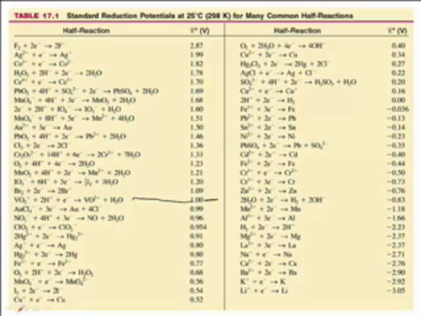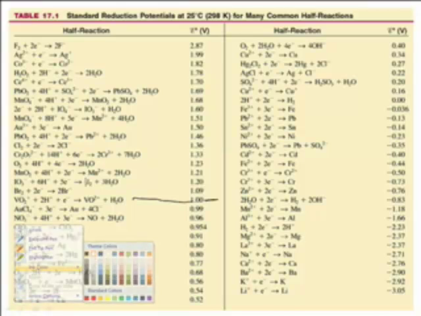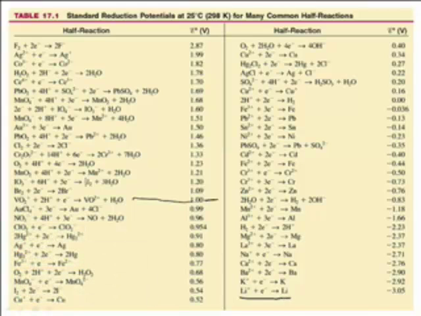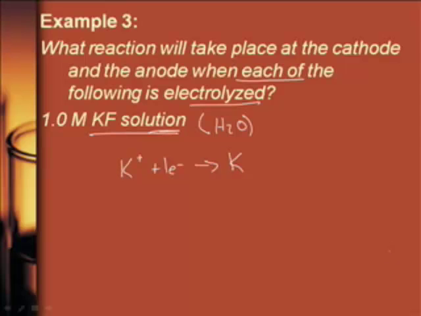I need a darker pen, don't I? Yep. Black. You see it over here somewhere, Mr. Sams? Yep, second from the bottom. Oh, there it is. Negative 2.92 volts. So this is going to be negative 2.92 volts.